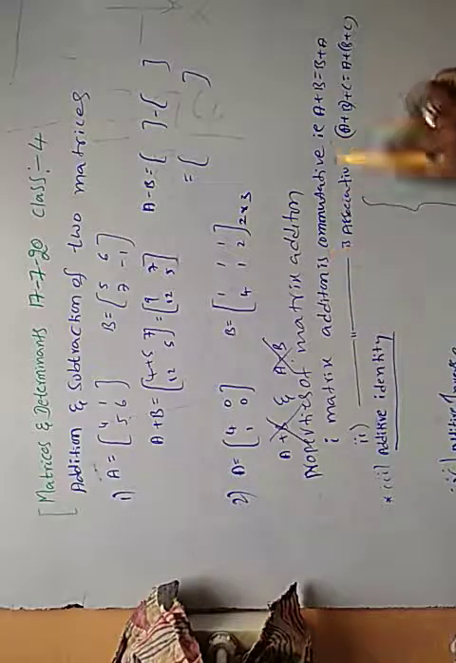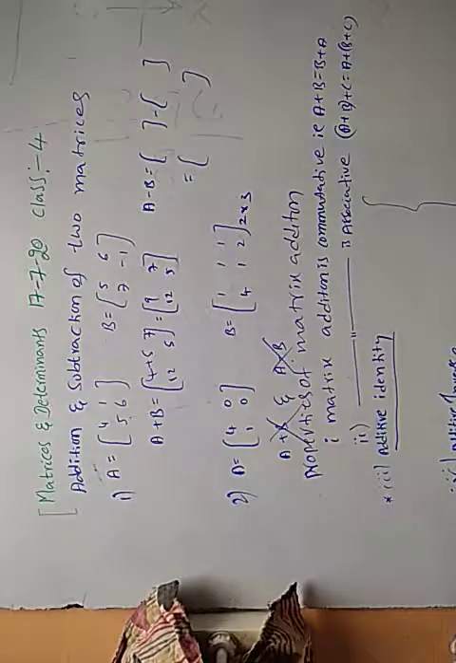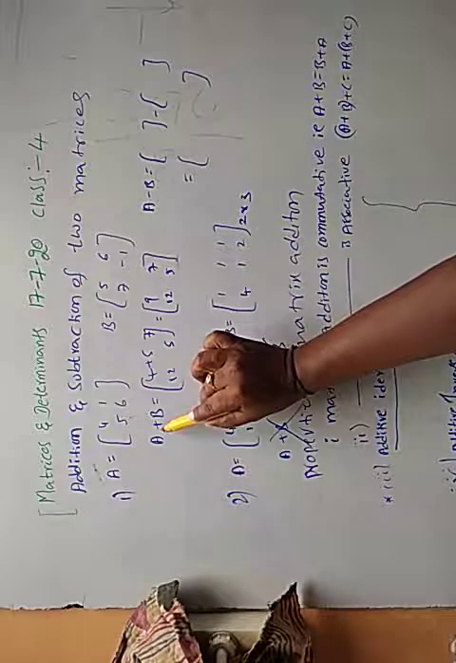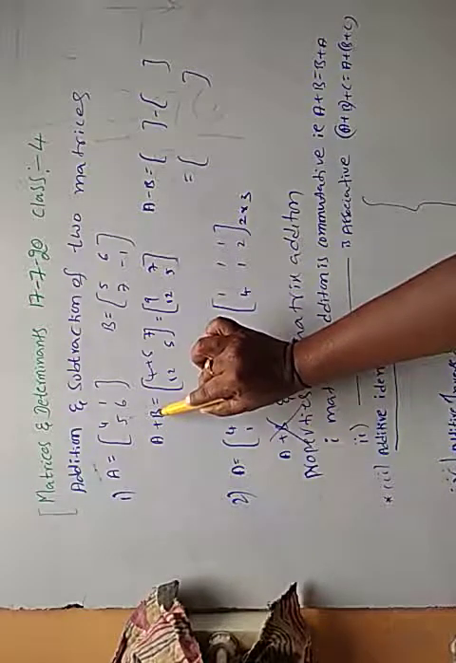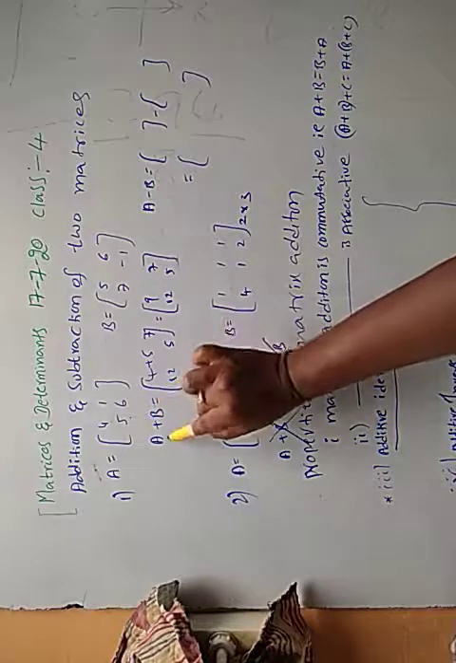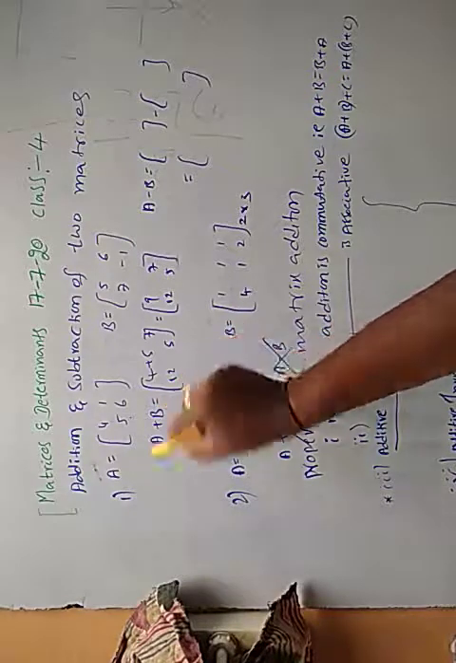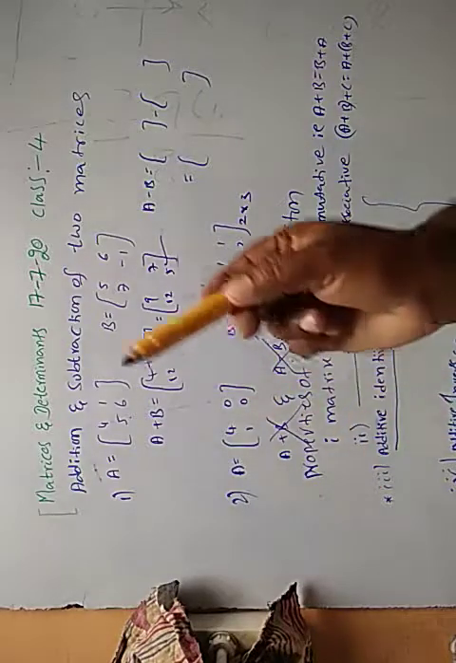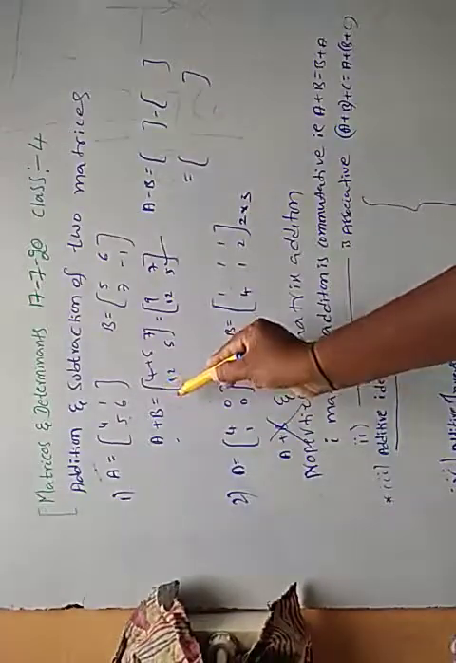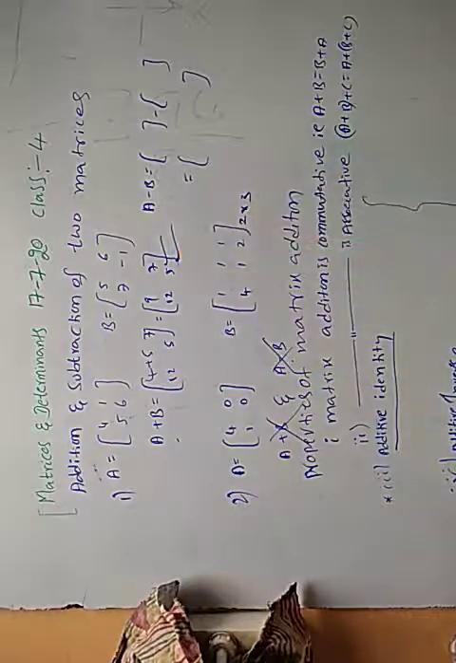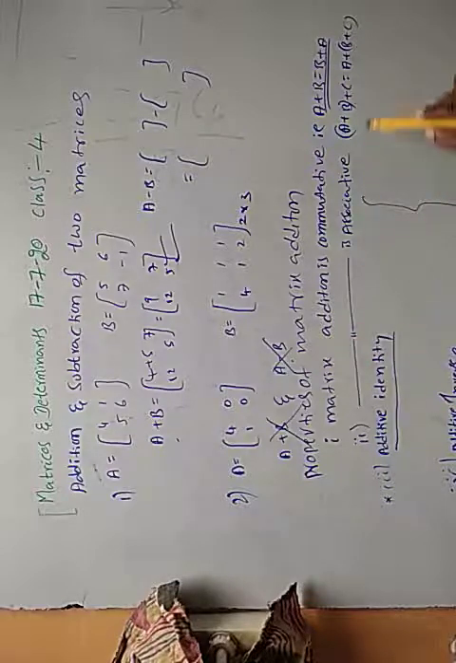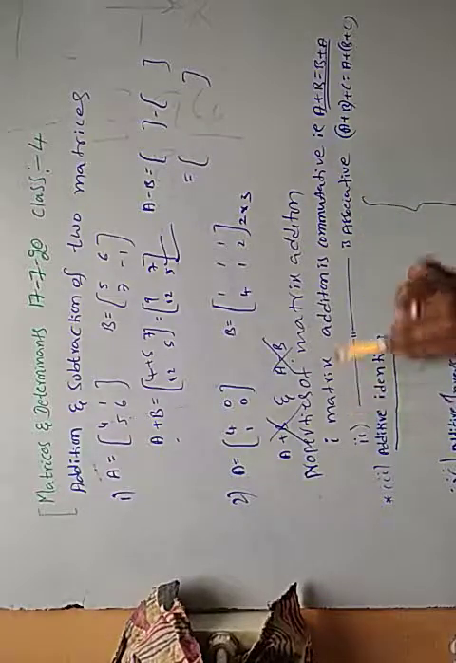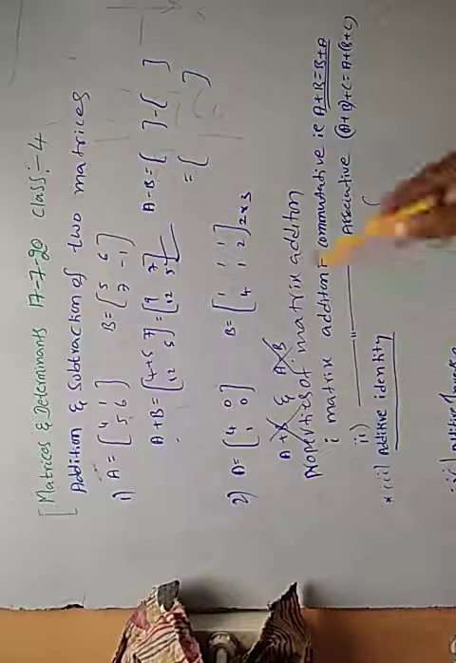Matrix addition is commutative. That means while adding A first, then B, that is A plus B, addition of B to A, this is the answer. If we find B plus A, then also we get the same answer. That is nothing but commutative. Similarly, the associative property.